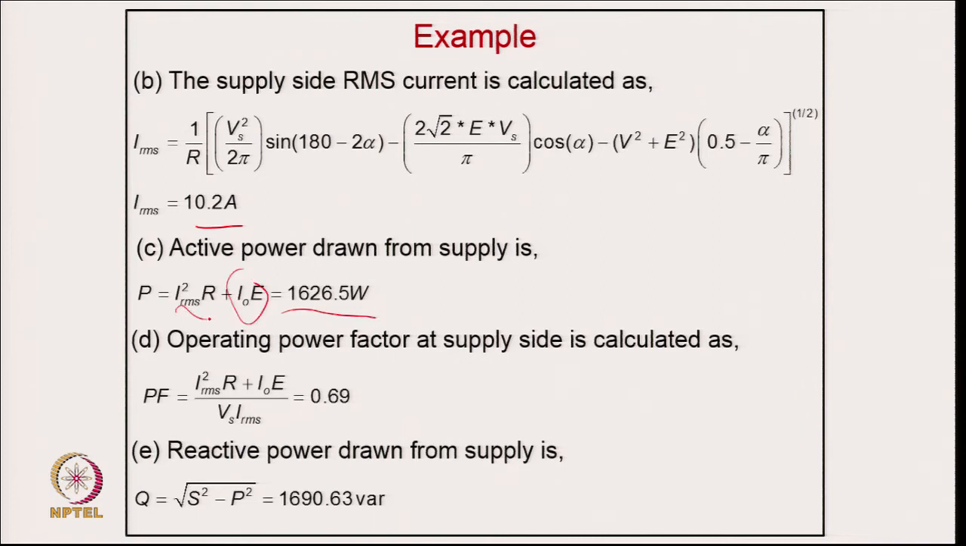This is the armature loss, so that is the power consumed, 1626.5 watt. Now the operating power factor: you can calculate it as the active power divided by VS RMS times IRMS, which we calculated, so it comes to 0.65. Reactive power drawn can also be calculated from this. So, there is a substantial reactive power also drawn by this circuit.